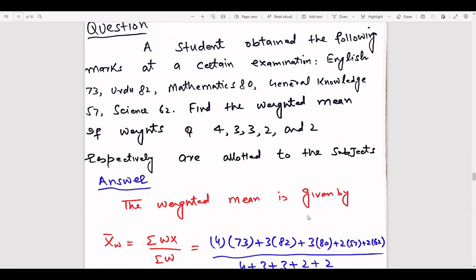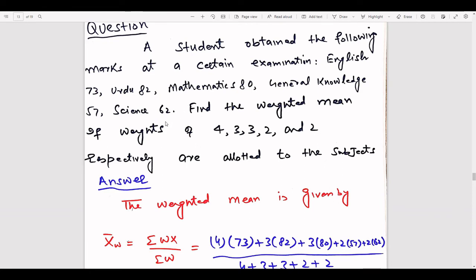Here is the next question, which is a question of weighted mean. A student obtained marks in English 73, Urdu 82, Mathematics 80, General Knowledge 57, Science 62. Calculate its weighted mean if the weights assigned are English 4, Urdu 3, Mathematics 3, General Knowledge 2, and Science 2, respectively. Respectively means in order: the first weight is assigned to the first subject, the second weight to the second, and the fifth weight to the fifth subject.